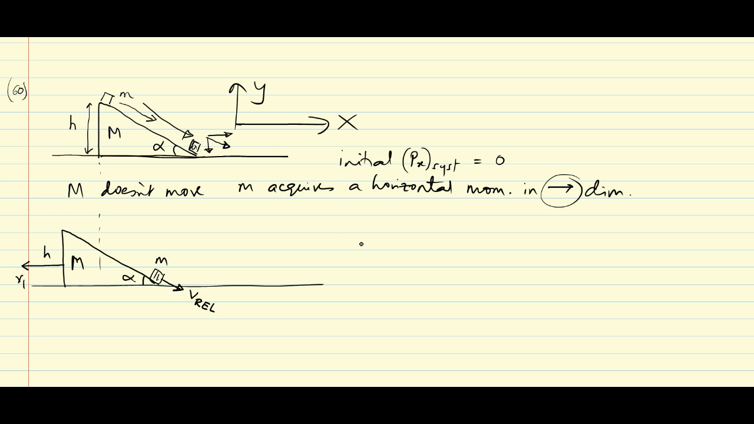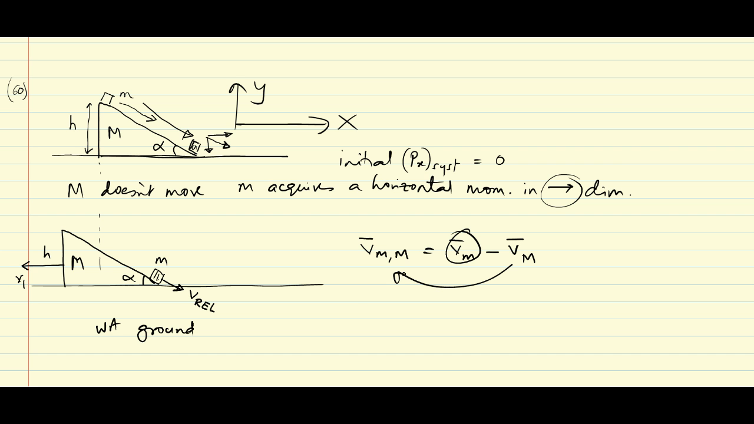So if you remember the relative velocity formula, v bar small m relative to capital M is the velocity of small m relative to the ground minus the velocity of capital M relative to the ground. Now this picture is drawn with respect to the ground. So I really want to find the velocity of small m in the ground frame. I want this, and I want to show it in the picture.